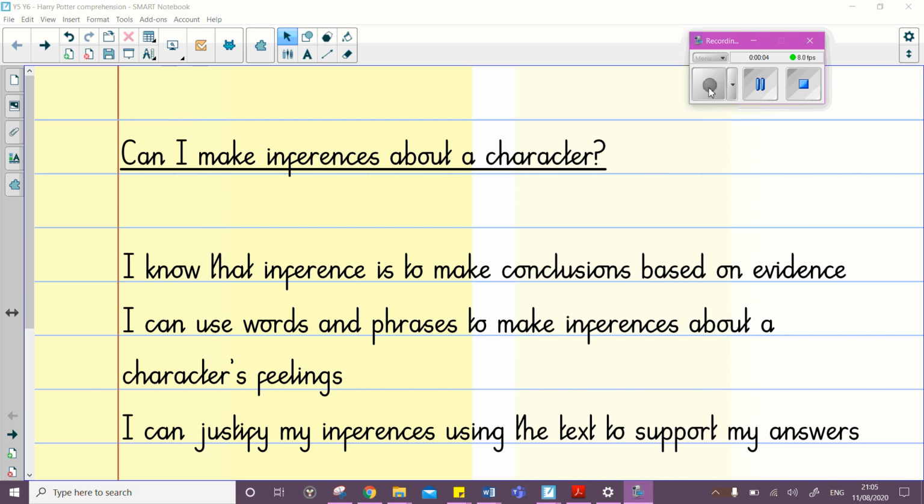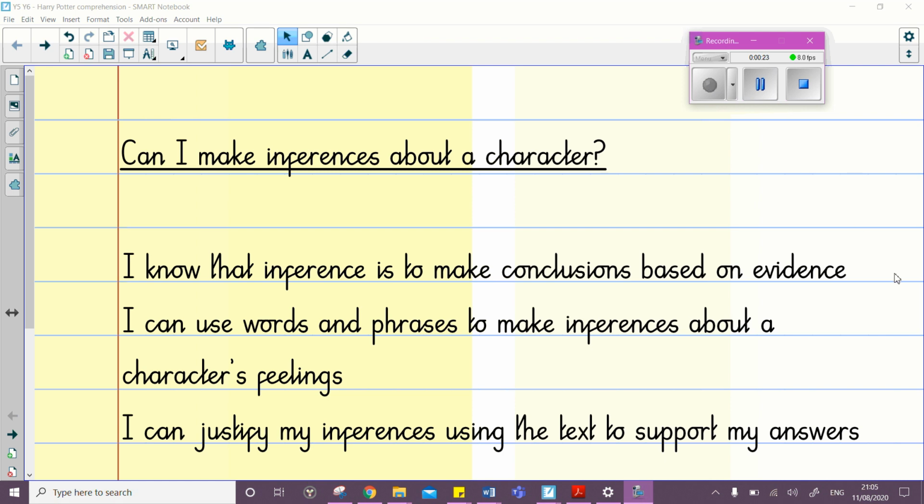So hopefully by now you have either watched the 4 videos that have been put on from Harry Potter and the Philosopher's Stone, or you've read along with me, because this English lesson is going to be based on some of the texts that we've read. So our learning question is, can I make inferences about a character?